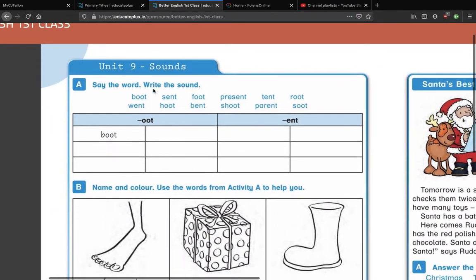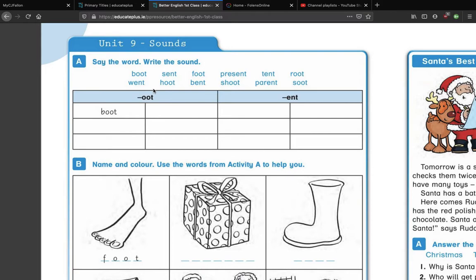But if it's just a little bit too much with all the extra work that we're doing, I know that we're doing skills book now as well, just take a break from it, come back to it again, and do it another time. So it really doesn't matter to me. I won't mind. So let's take a look then at Unit 9, sounds.